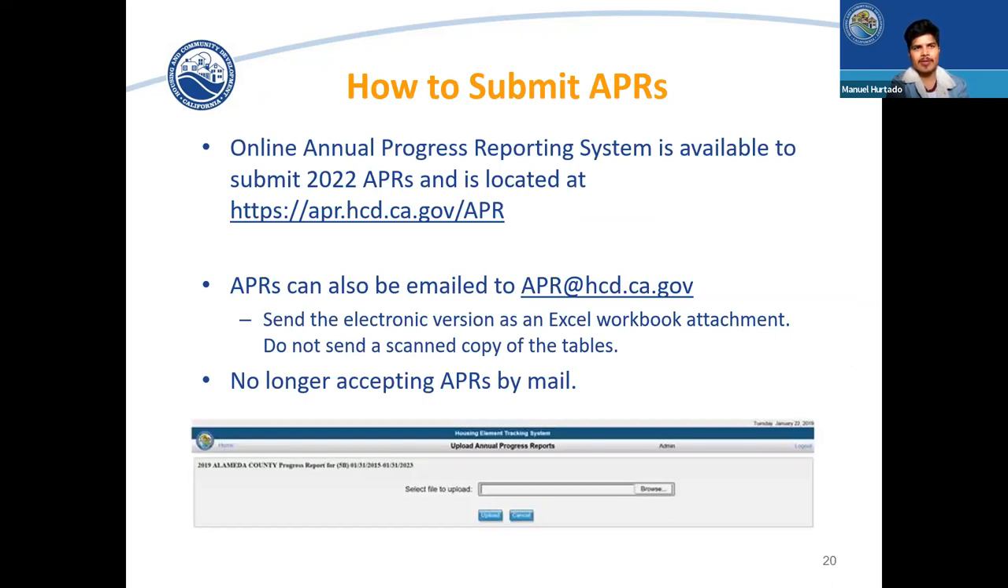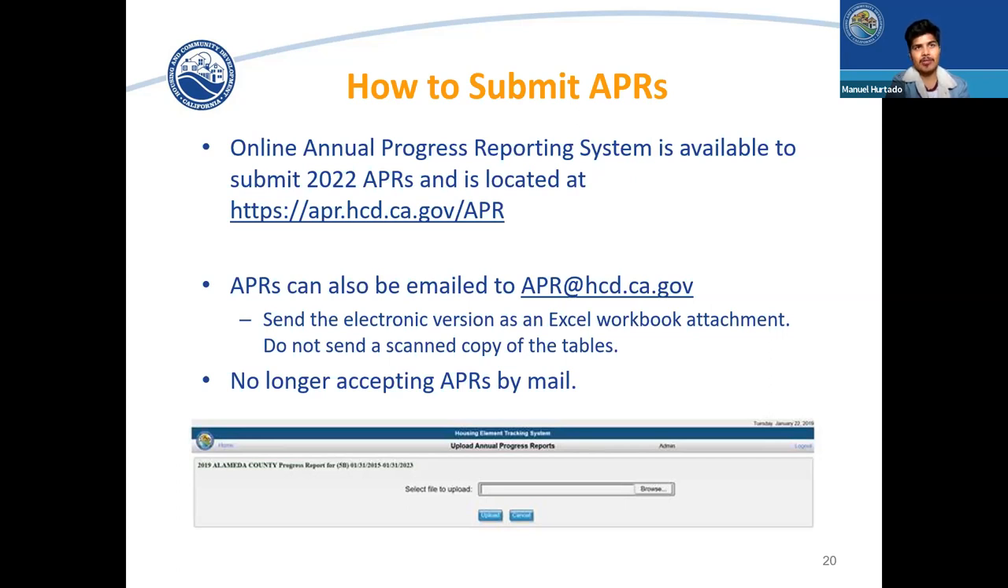There are two ways to submit your APRs. First, HCD has an online system that allows you to upload the form yourself. If you don't know your username or password, please reach out and we can send it to you. The link to the online system is in the APR form.